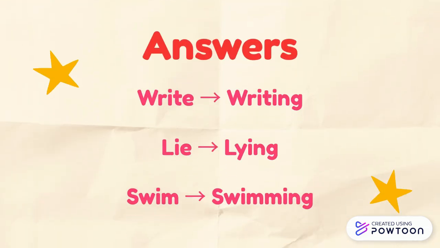Time is up. The answers are write becomes writing, lie becomes lying, and swim becomes swimming. If you got all three correct, great job. If not, don't worry. That's exactly why we're practicing. Now that we know how to form ing verbs, let's move on to the sentence structures.